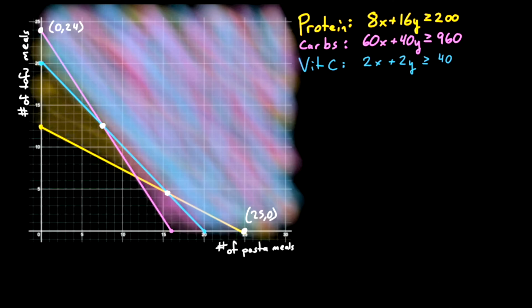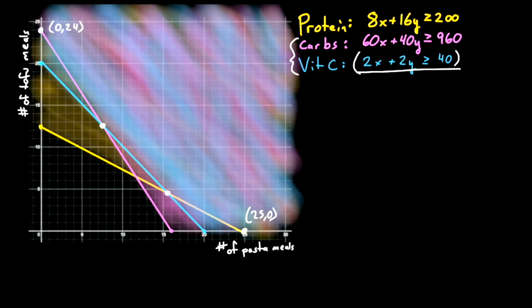All right, so let's do this one first. And according to the color coding scheme here, that would be the carbs and the vitamin C line. So I'm basically going to do elimination with these 2. I'm going to think of them as equations for a minute instead of inequalities. But unfortunately, with what we have right now, we don't have any opposite coefficients. We've got 60 and 2. We've got 40 and 2. Those aren't opposites.